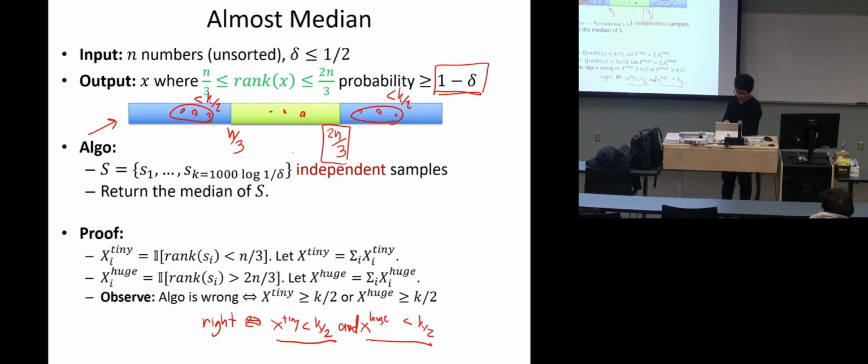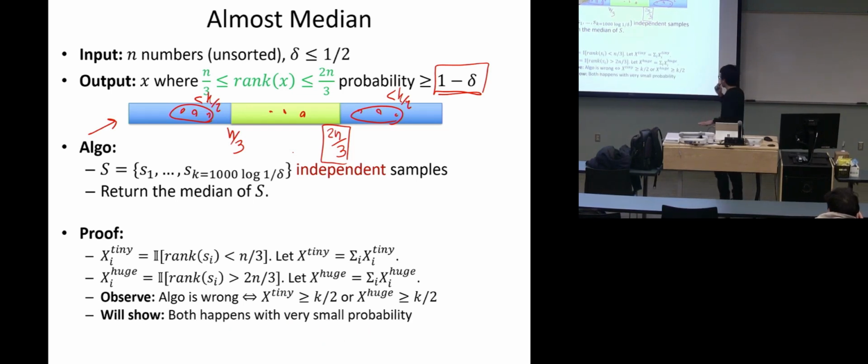So now what I will show is just that. The algorithm is wrong if x tiny and x huge is bigger than k/2. But I'm going to show that both events here happen with very small probability.